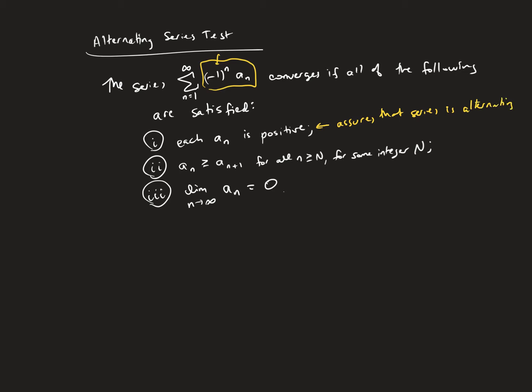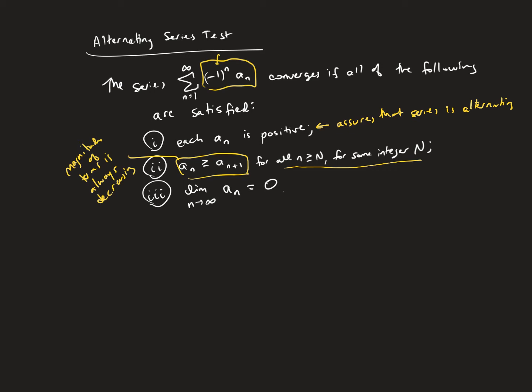Now, the second statement, a sub n is greater than a sub n plus 1, means that the terms, the actual magnitude of the values, is always decreasing. And then this part at the end, for some n greater than N, for some integer N, that looks confusing. What that basically means is that you could ignore anything that happens in the first few terms as long as the series eventually gets to this point where the terms are always decreasing, then it fits this pattern.